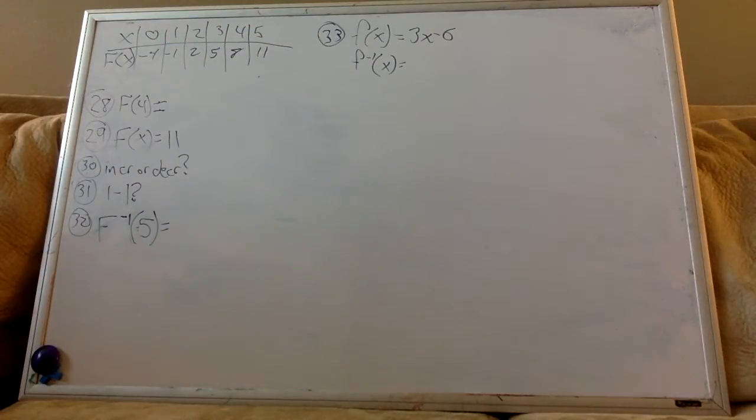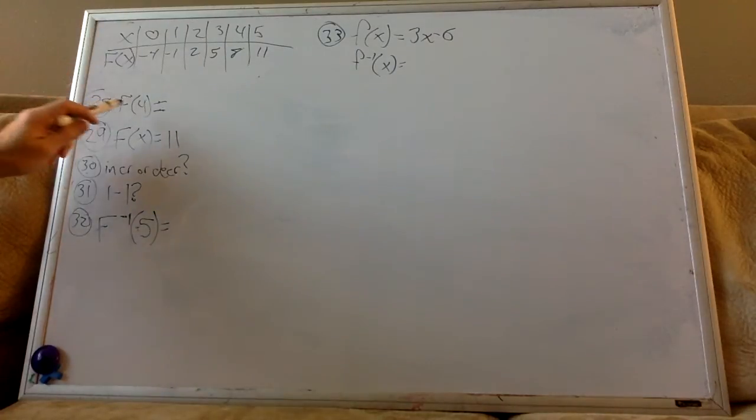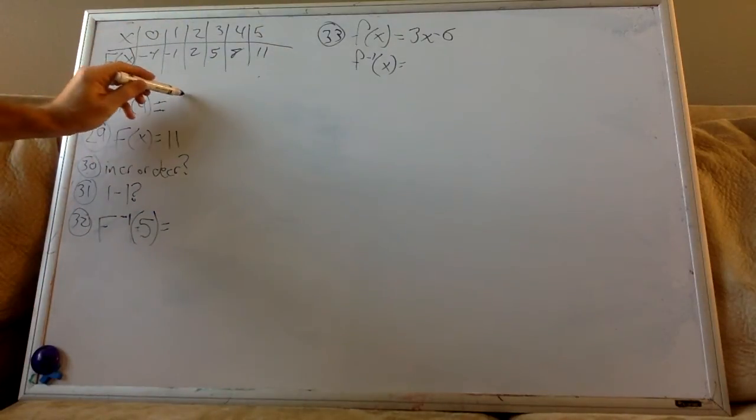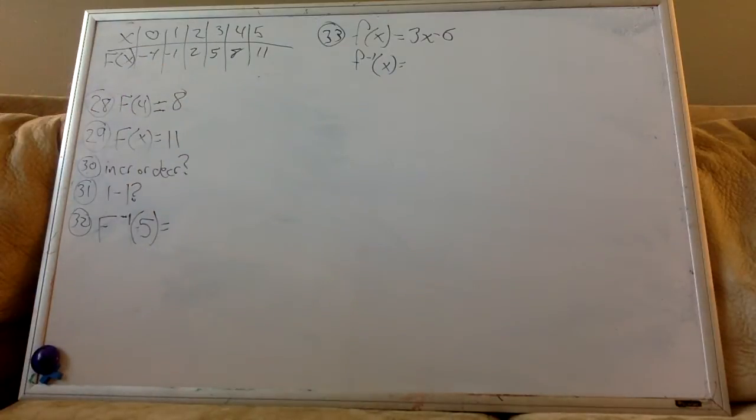So the first one, very straightforward. It says, what is f of 4? So we say, okay, I'm given an input of 4, so what is my output? Well, I give an input of 4, so my output must be 8.